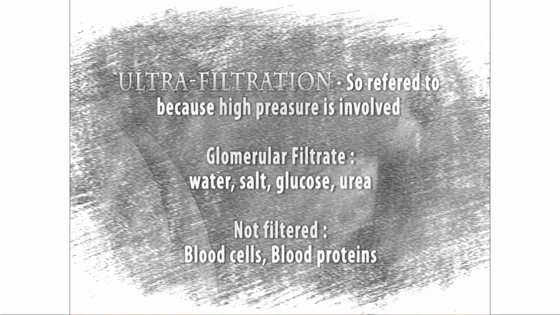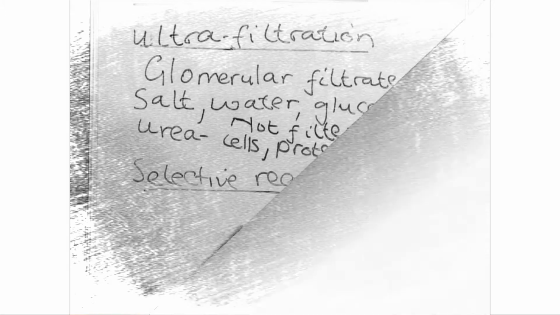So the ones that will not be filtered are normally blood cells. So blood cells will not be filtered. We also have blood proteins that will not be filtered. So why will these not be filtered? Because they are large. They cannot pass through the small holes of the glomerulus.